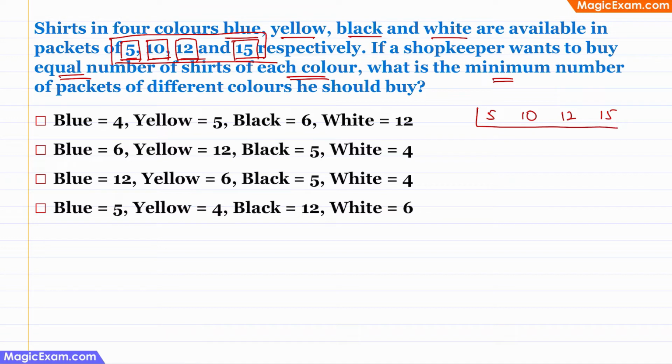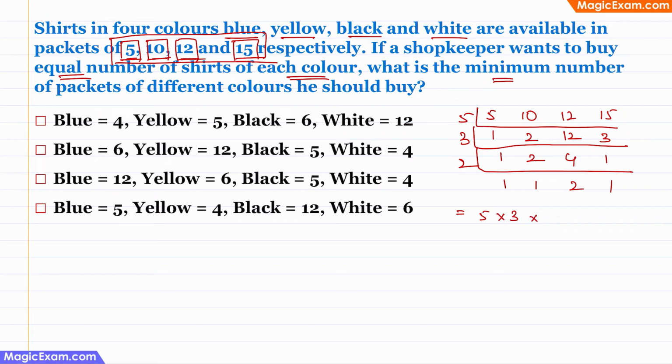So 5 ones are 5, 5 twos are 10, 5 threes are 15. Next, let us do it with 3. 3 fours are 12, 3 ones are 3. Then let us do it with 2. 2 ones are 2, 2 twos are 4. Right? So which means that the LCM of these 4 numbers is 5 into 3 into 2 into 1 into 1 into 2 into 1. So 5 3s are 15, 15 2s are 30, and 30 2s are 60. So the LCM will be 60.